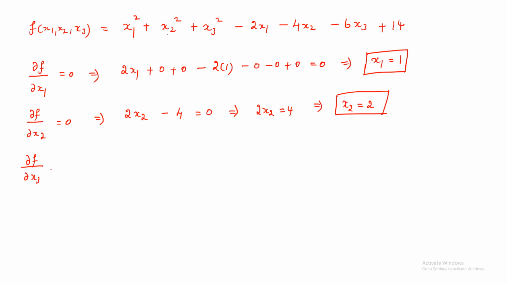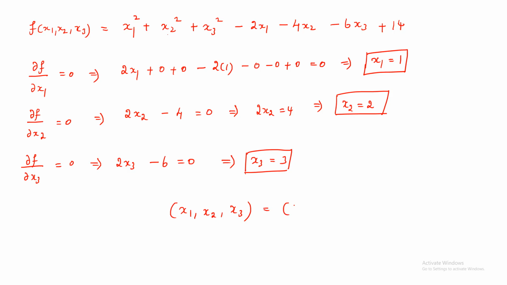So now differentiating the function with respect to x3, we will get 2x3 minus 6 is equal to 0, then we will get x3 would be 3. Okay, so the minimum for this function would be at 1, 2 and 3. Okay, x1 equal to 1, x2 is equal to 2 and x3 is equal to 3.